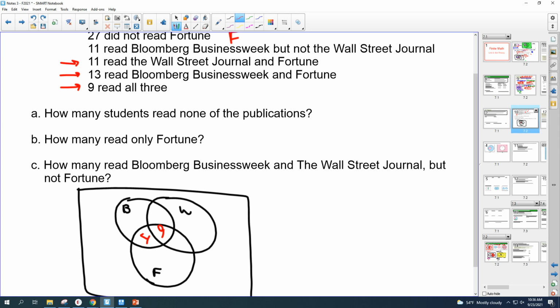11 read Wall Street Journal and Fortune. So Wall Street Journal and Fortune looks like right here, that football shape. That tells me that missing piece must be what? 2. 11 read Bloomberg Business Week, but not the Wall Street Journal. So Bloomberg Business Week, but not the Wall Street Journal means this moon shape right here, right? So you got to be really careful. Bloomberg Business Week, but not the Wall Street Journal, is that moon shape. So that's 11. That tells me the missing piece must be 7 right there.